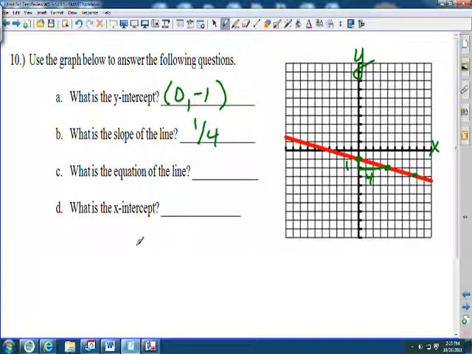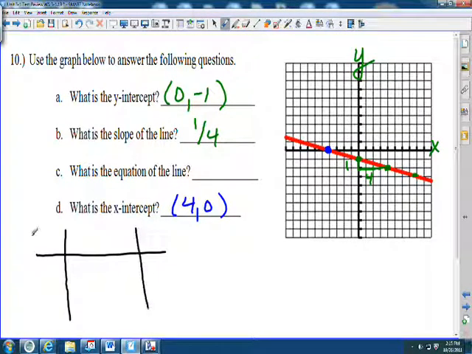Now before I write the equation, let's do it this way, because see, I can look here. I need to find the x-intercept anyway for D. 1, 2, 3, 4. So let's try that. The x-intercept is 4, 0. So let's build a table and put our intercepts in there. I've got x, then y. I've got 0, -1, and 4, 0.